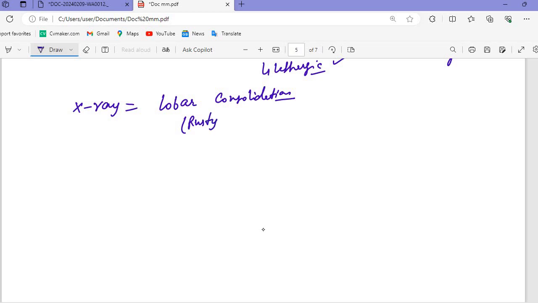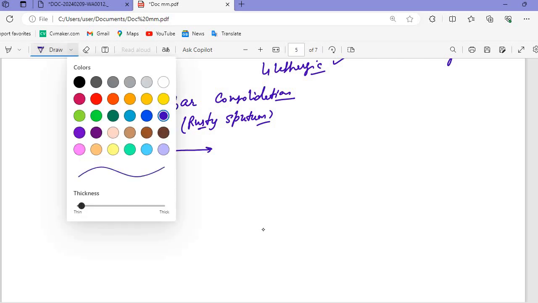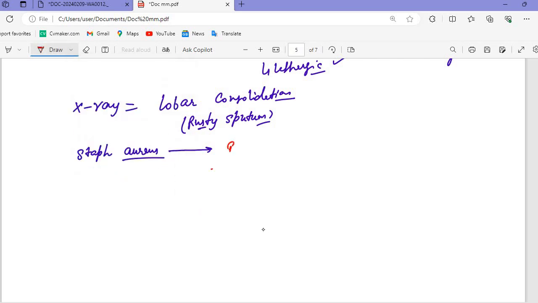In neonates or children, they will swallow that sputum, so we will not be able to see it, but rusty sputum can be found as a keyword in the questions. If there is Staph aureus, always remember there are bilateral patchy consolidations. It means on both sides there will be patches.